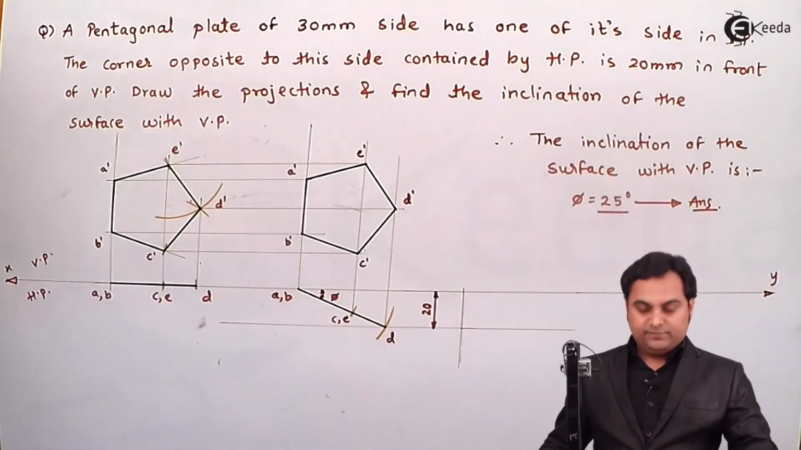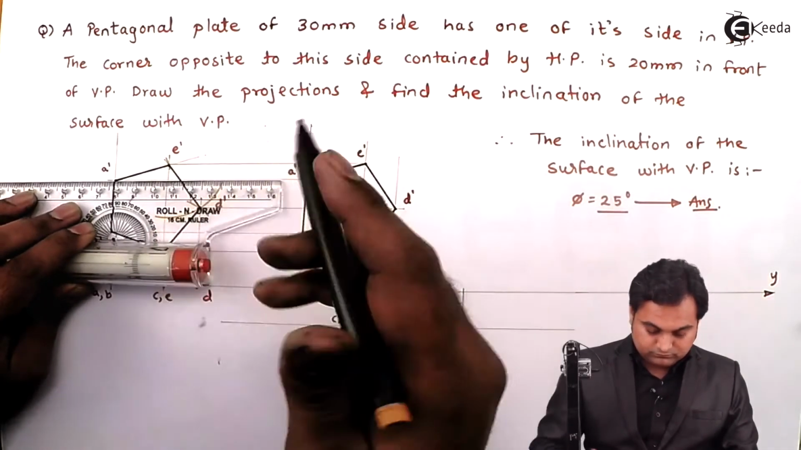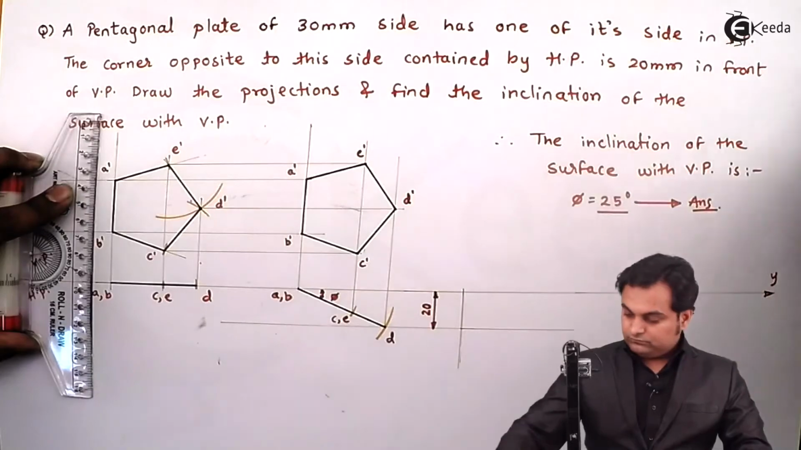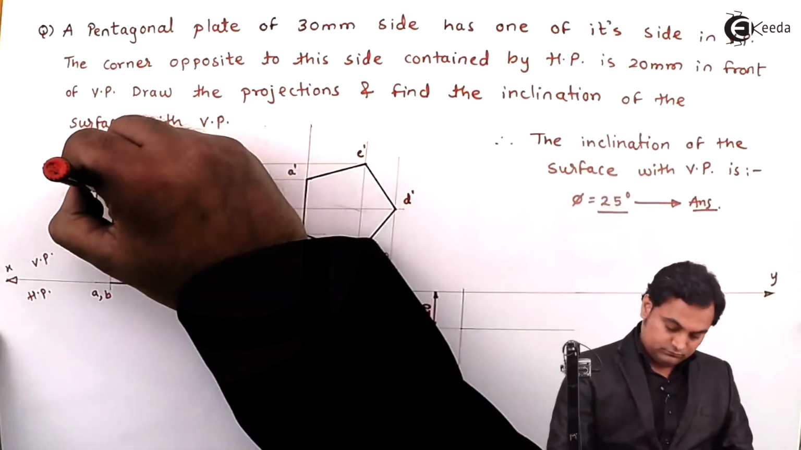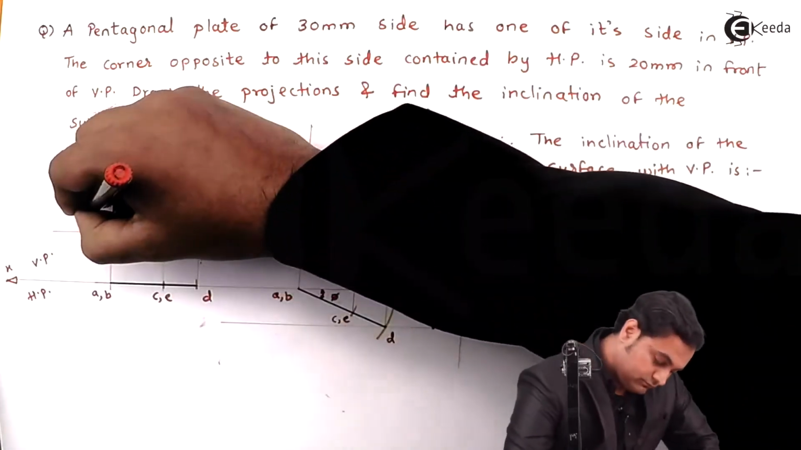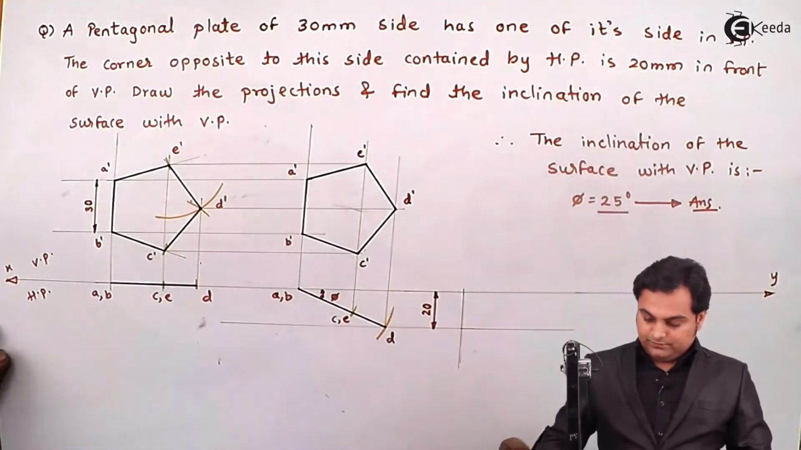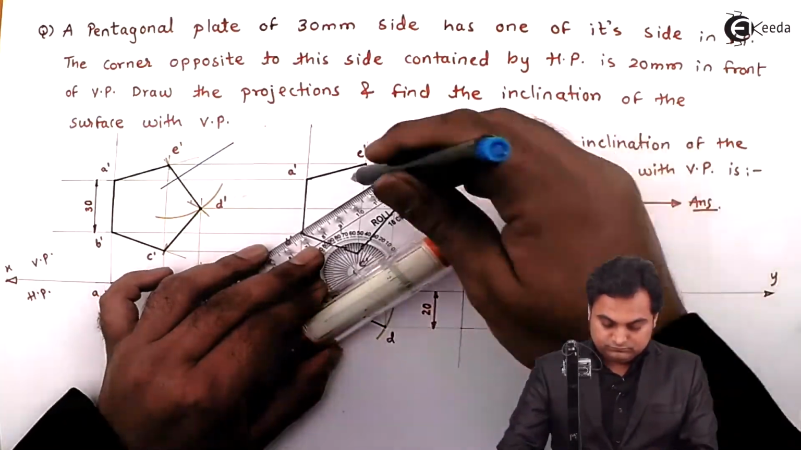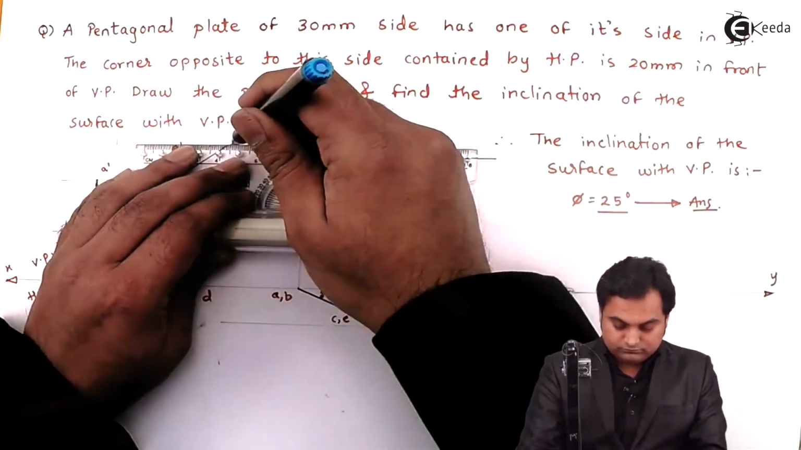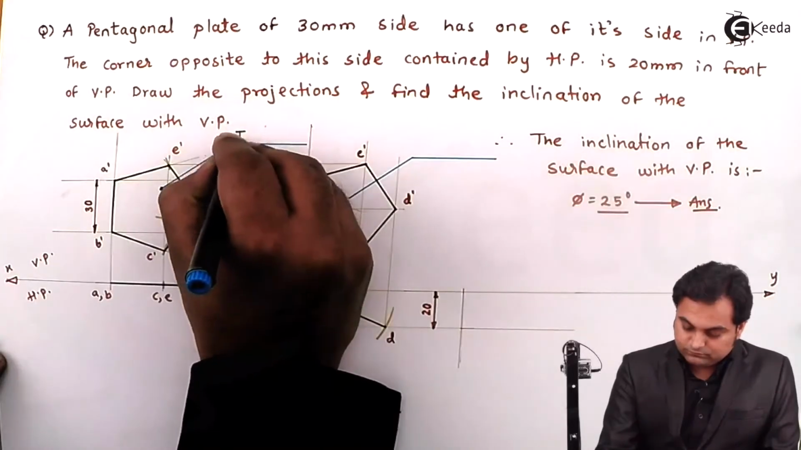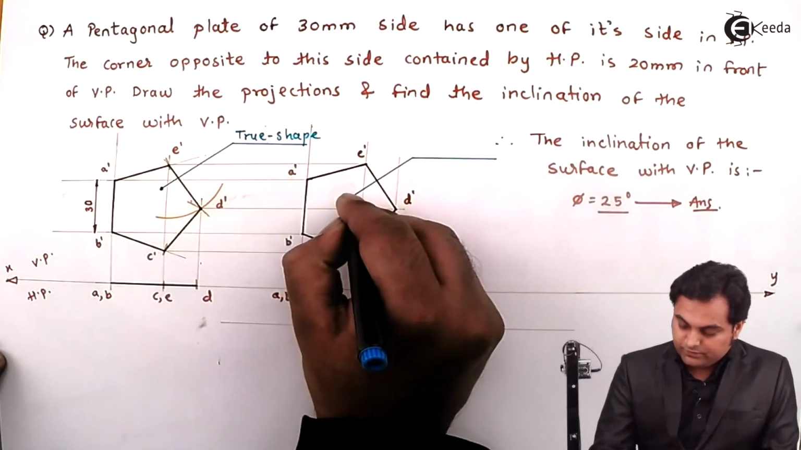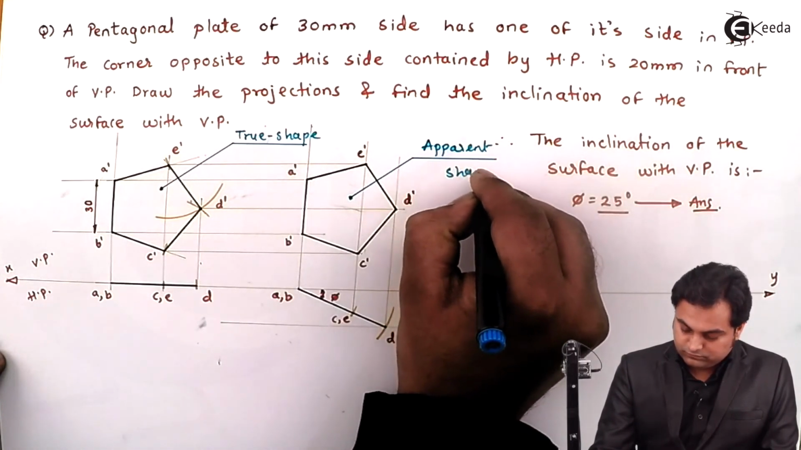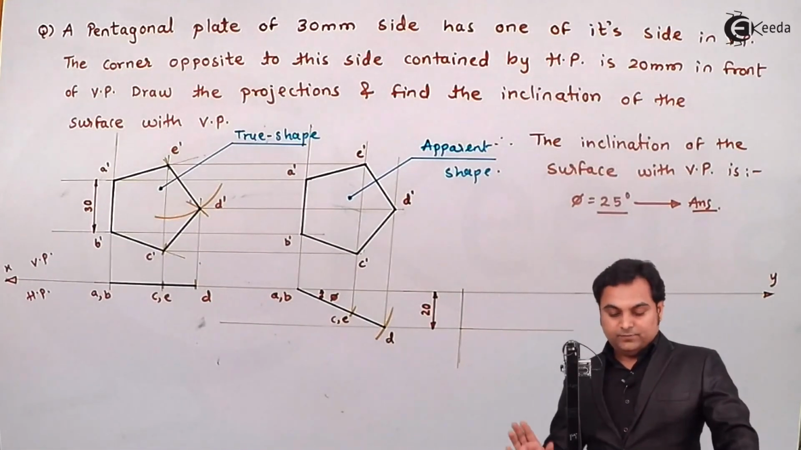Then here I'll give the dimensions. Thirty mm side, this is the true shape and here is the apparent shape. And with this the problem gets completed.